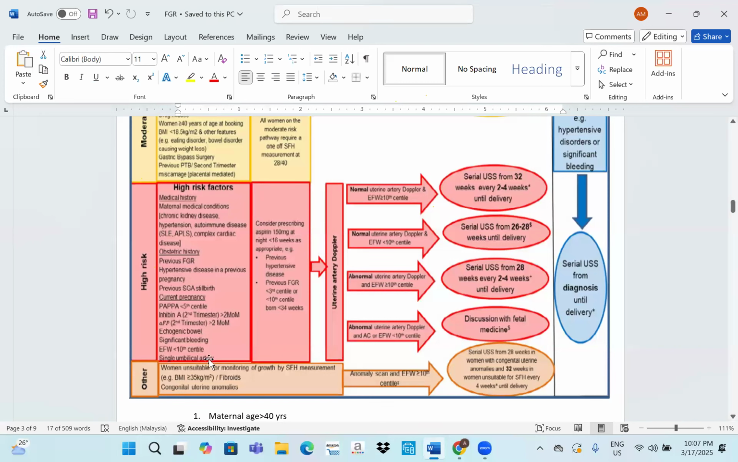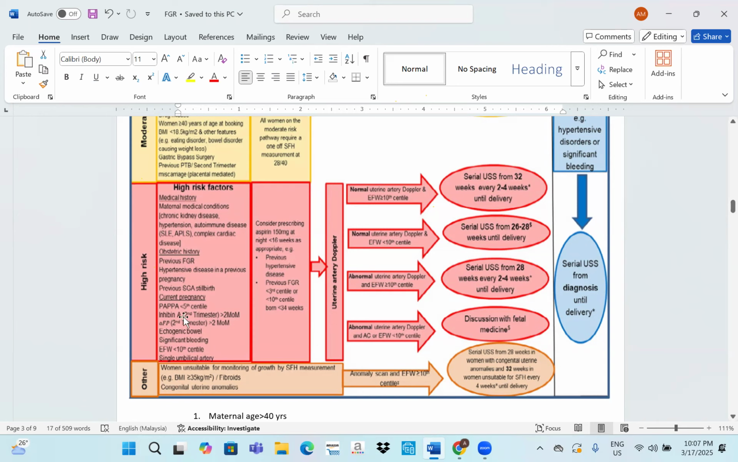Now these are the current pregnancy things. If she had significant bleeding, echogenic bowel, or estimated fetal weight less than the 10th centile, because at every anomaly scan we are checking this estimated fetal weight. If it falls below the 10th centile, we will do uterine artery Doppler for this patient. Clear? Clear up till now?